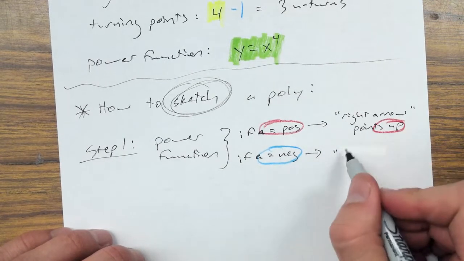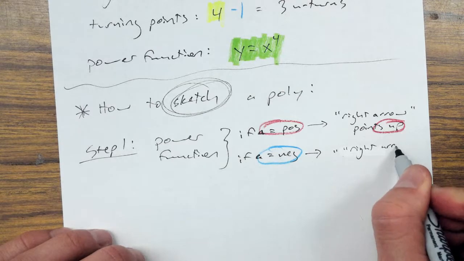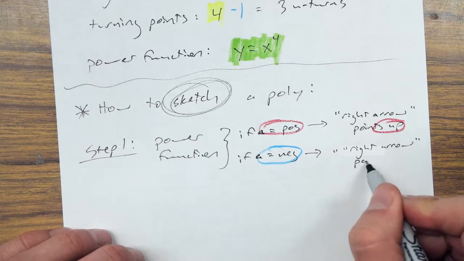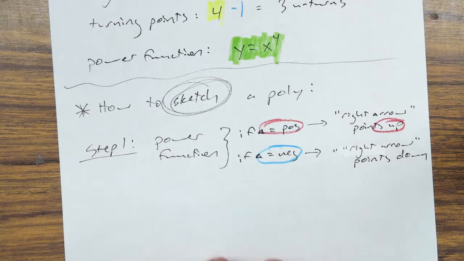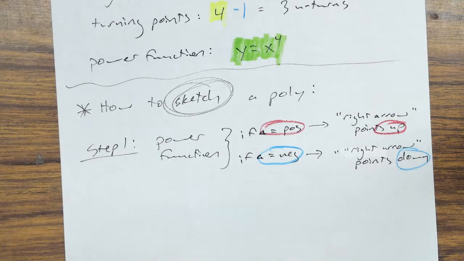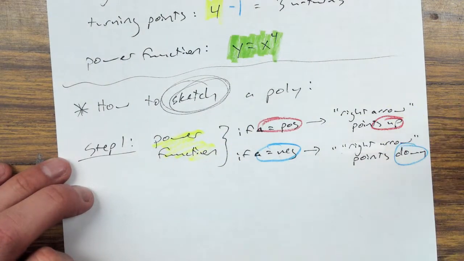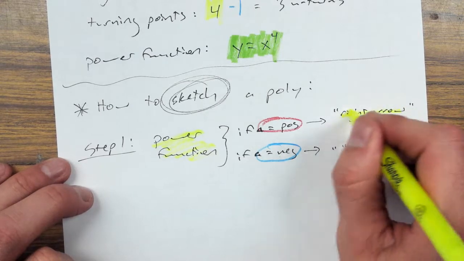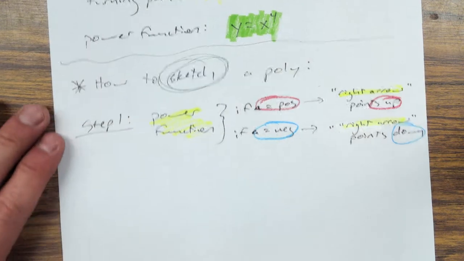If A is negative, the right arrow points down. I'll have an example that puts that into play. So the power function talks about the right arrow, bottom line, and how it points. Okay? Again, why you want to keep the number attached.